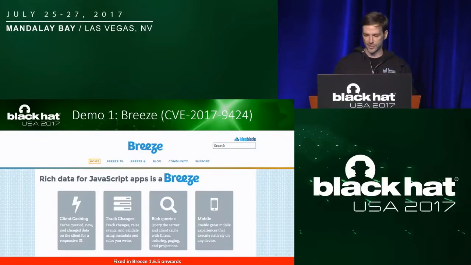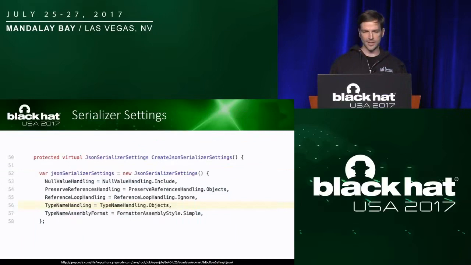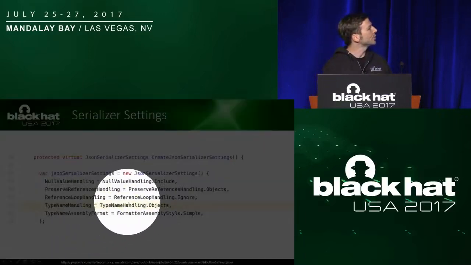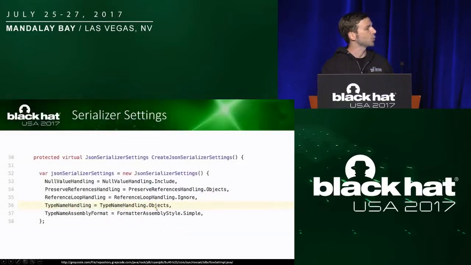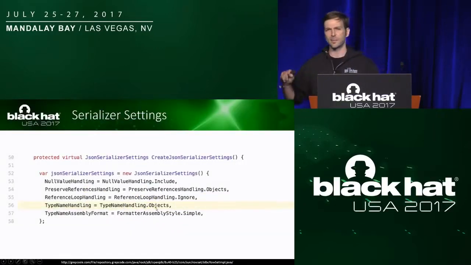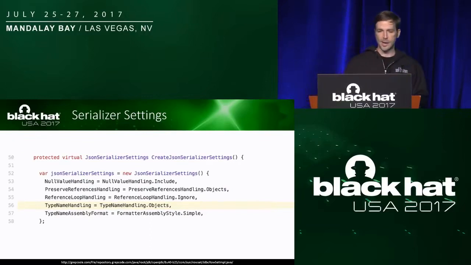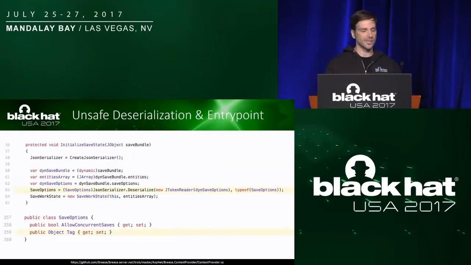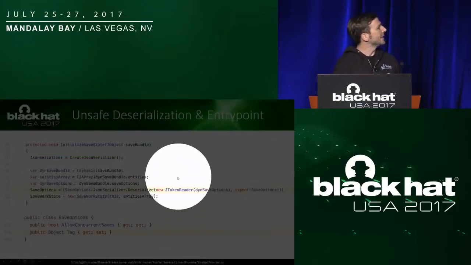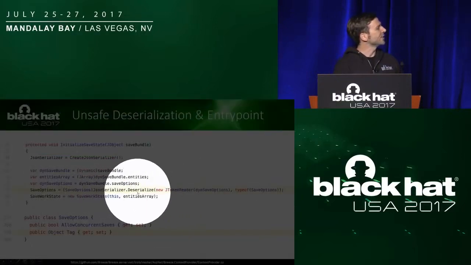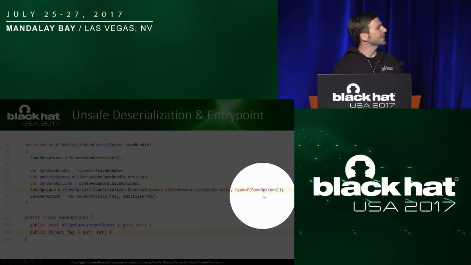It's kind of popular in the .NET world, and if we look at the source code, we will see that they use JSON.NET as the global serializer. This JSON.NET is configured to use TypeNameHandling.Objects, which means that when serializing System.Object properties, they will include the type information. Now, if we check the source code, we will see that at some point, the JSON.NET serializer is used to deserialize untrusted data, and the expected type, in this case, is SaveOptions.